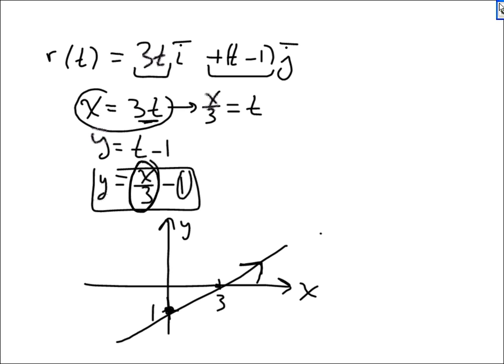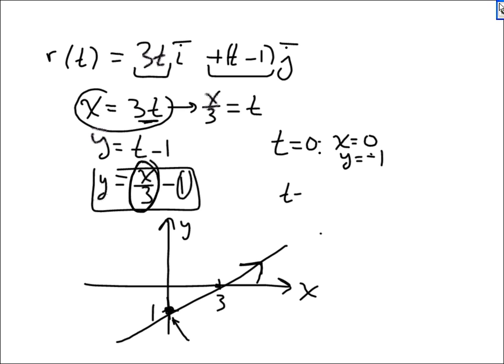We're moving that way. I mean, you can work it out. You can think about it. When t is 0, x is 3 times 0, and y is 0 minus 1. That's this point right there.